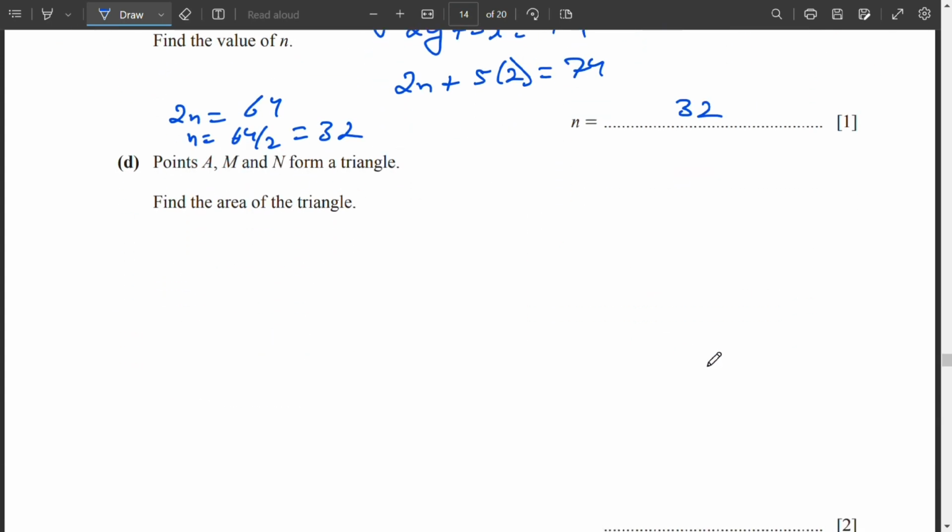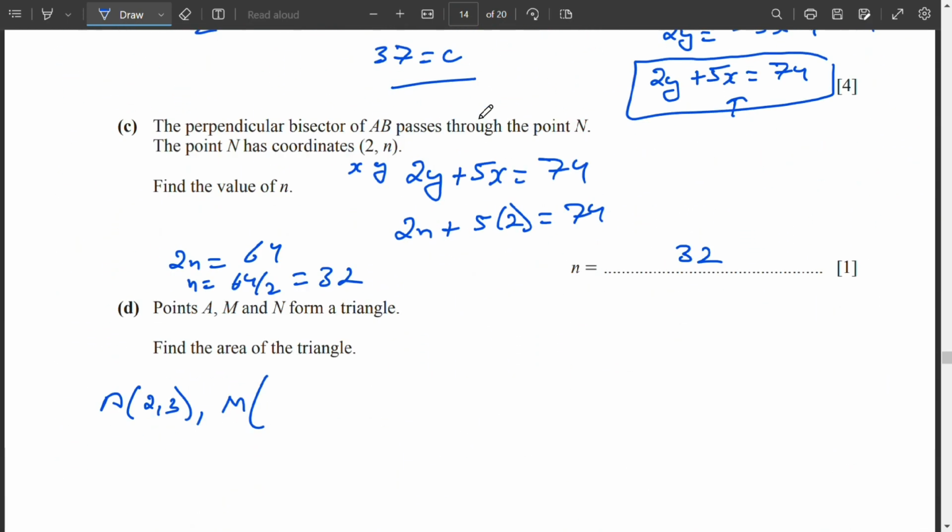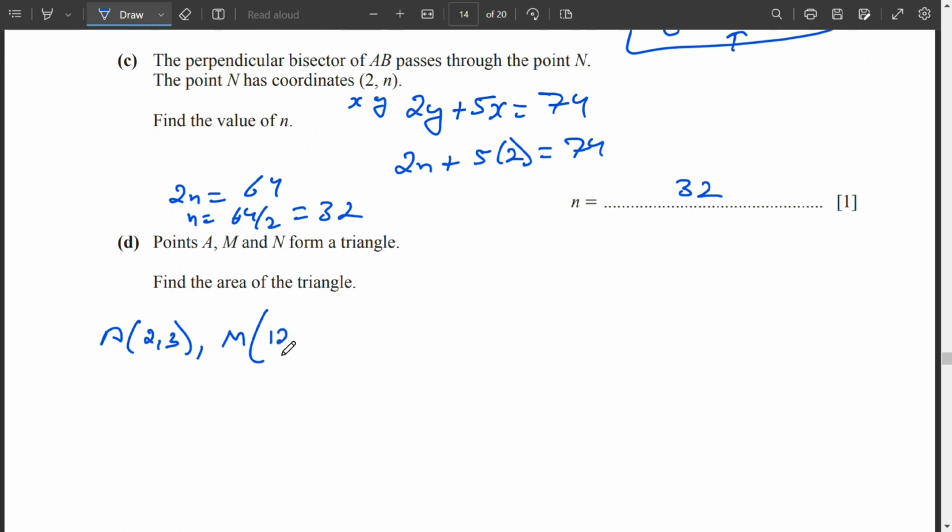Now see, D. Points A, M, N form a triangle. Find the area of the triangle. Now see, A, M, and N. So let's talk about the coordinates. A is what? 2, 3. M, we know that the point M was 12, 7. Yeah, see here, 12, 7. And what is N? N, I think, has coordinates 2, 32. So 2, 32.